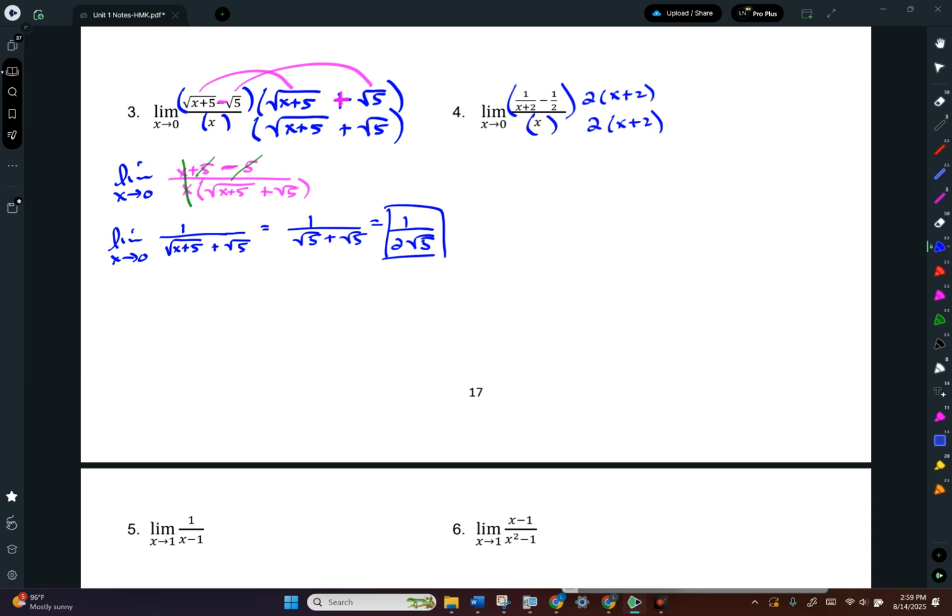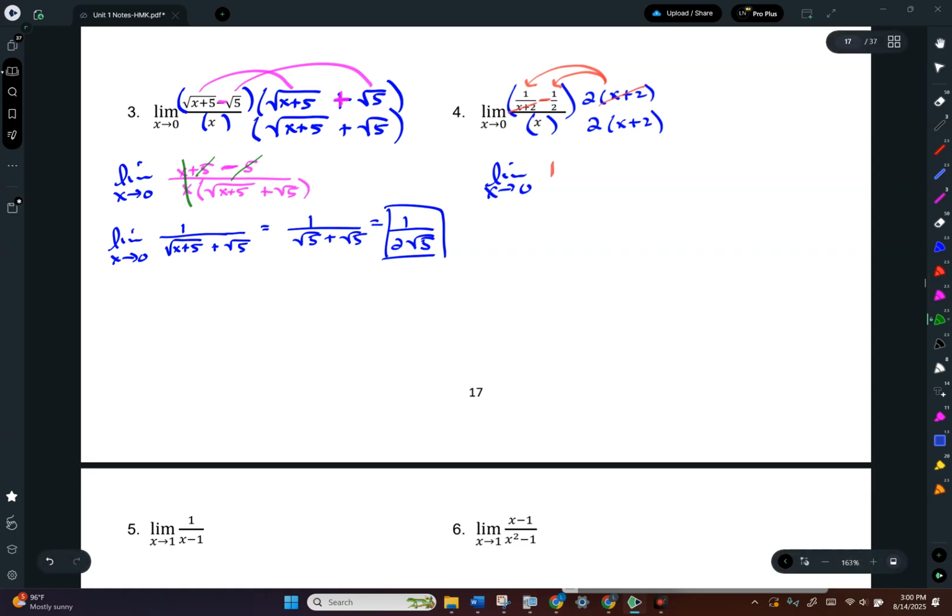Okay, so let's start with the top. Well, I'm going to have to distribute this 2 times x plus 2 to the first fraction, and then minus, and then I will distribute it to the second fraction. And what's going to happen, so I've got the limit as x approaches 0. Okay, so when I multiply that 2 times x plus 2 times 1 over x plus 2, do you see that the x plus 2's are going to cancel? And so all I have left is the 1 times 2, which is 2.